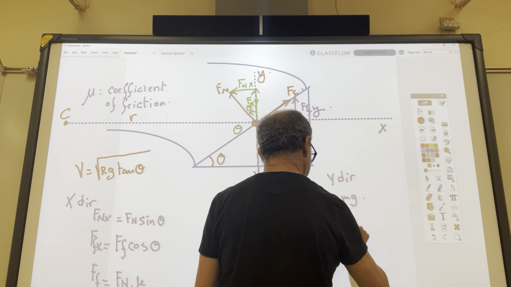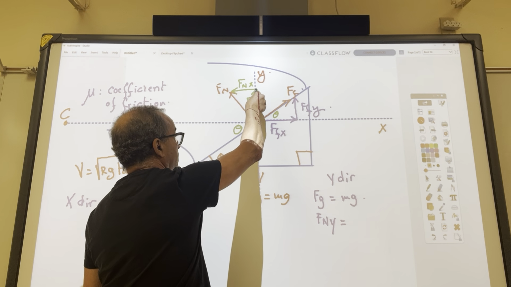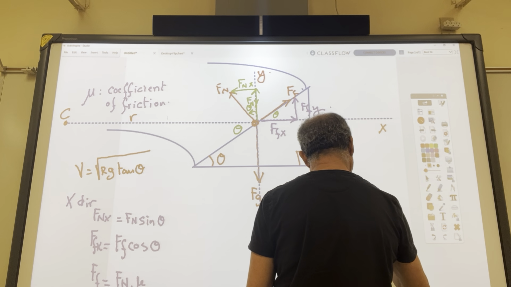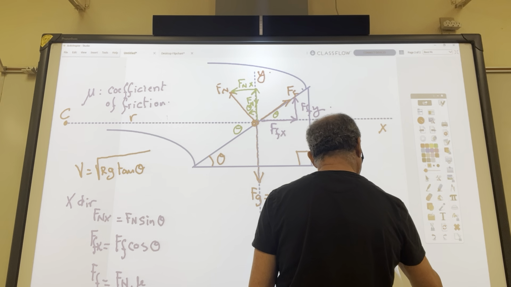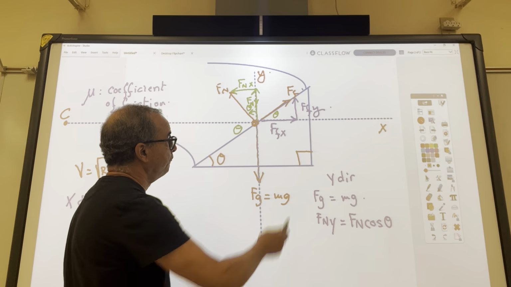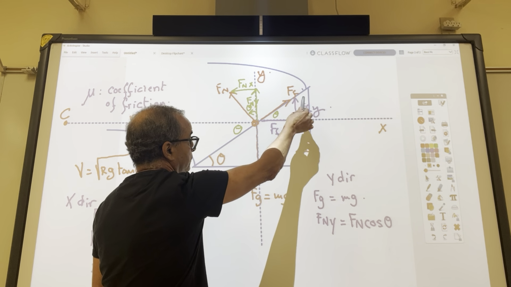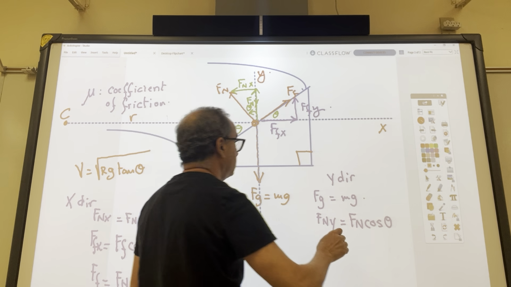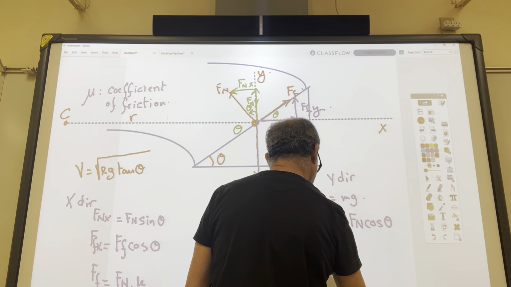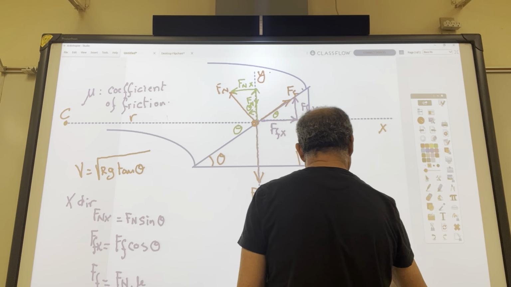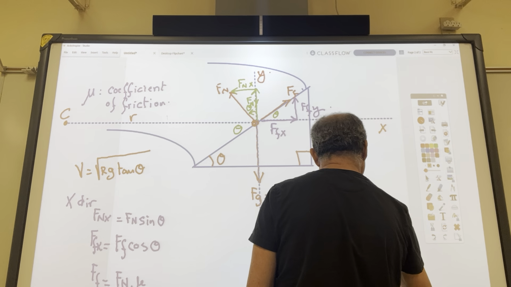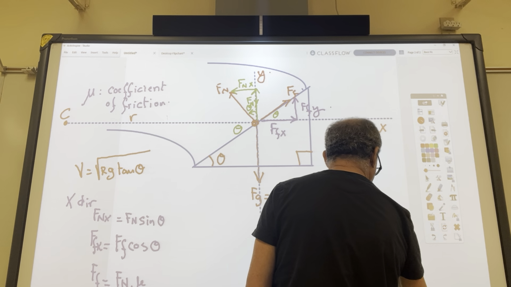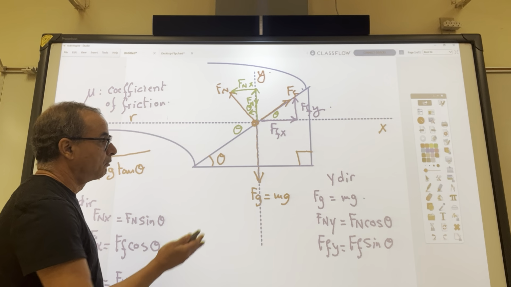All right. So let's find the Fn y. The Fn y, because it's adjacent to the angle, we have to use cosine. So it's going to be Fn cosine of the angle. Now the y component of the friction, this one. Because it's opposite to the angle, you have to use sine. So Ff y is equal to Ff sine of the angle theta. And we have our three forces.